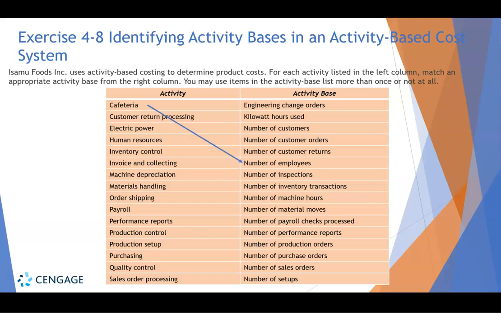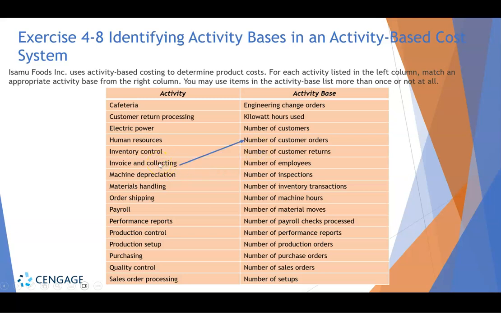So cafeteria, well, the activity base would be the number of employees that are being served. Electric power, kilowatt hours used. Human resources, number of employees. Inventory control, number of inventory transactions. Sorry, I missed this, customer return processing. Wouldn't that be number of customer returns?